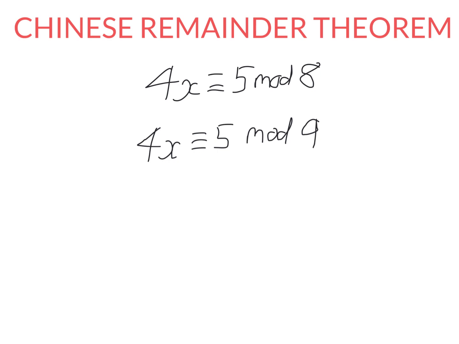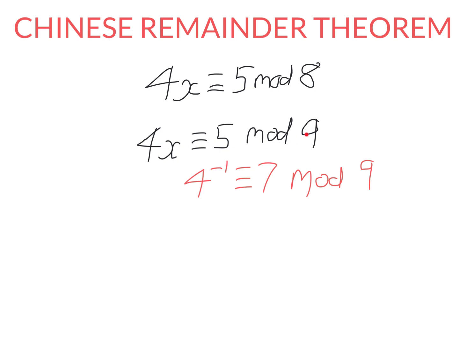So I've got two equations here. 4x is equivalent to 5 mod 8. 4x is equivalent to 5 mod 9. So we learned in a previous lesson about inverses. The significance of a multiplicative inverse is that you can undo multiplication. You can cancel. See, 4 is co-prime to 9. So I know that 4 has a multiplicative inverse modulo 9. The inverse of 4 modulo 9 is equal to 7. The reason being 4 times 7 is 28, which is equivalent to 1 mod 9.